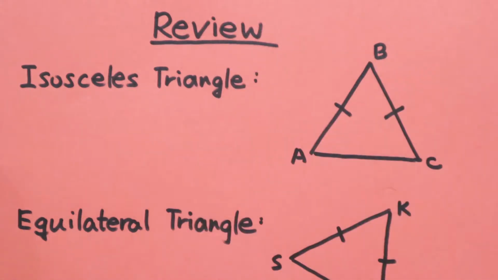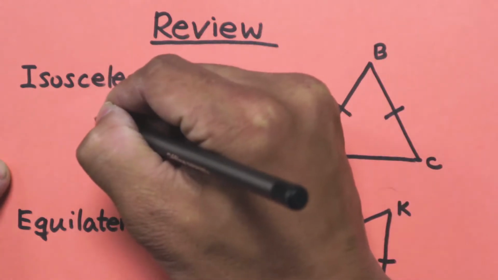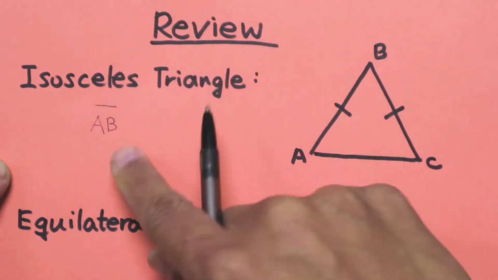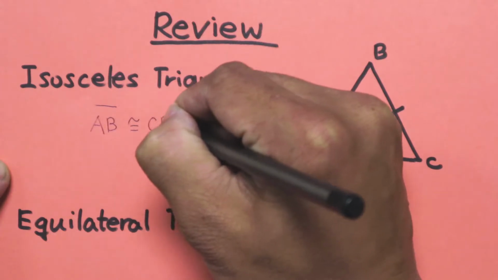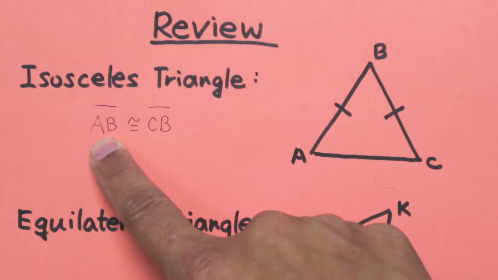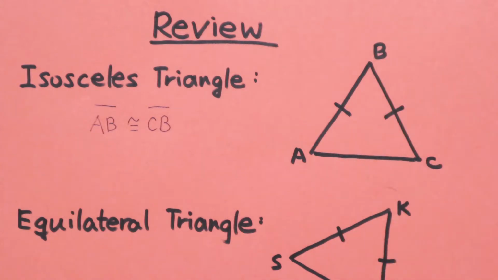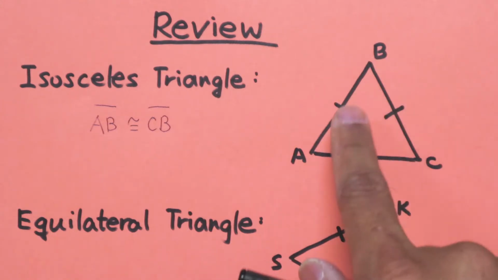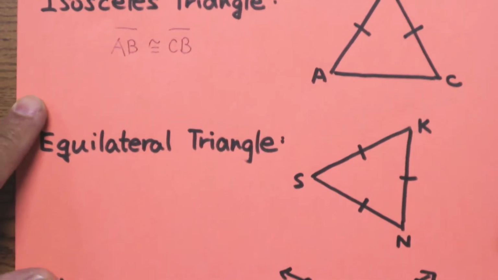So in an isosceles triangle, to name that these two segments or these two sides are congruent, we're going to write segment AB is congruent to segment CB. And you're more than welcome to swap these two letters. So for example, if you were to write segment BA is congruent to segment BC, that works too. And only these two sides are congruent, and this side is a different length compared to these two sides. Otherwise, it'll be an equilateral triangle, which we're looking at next.